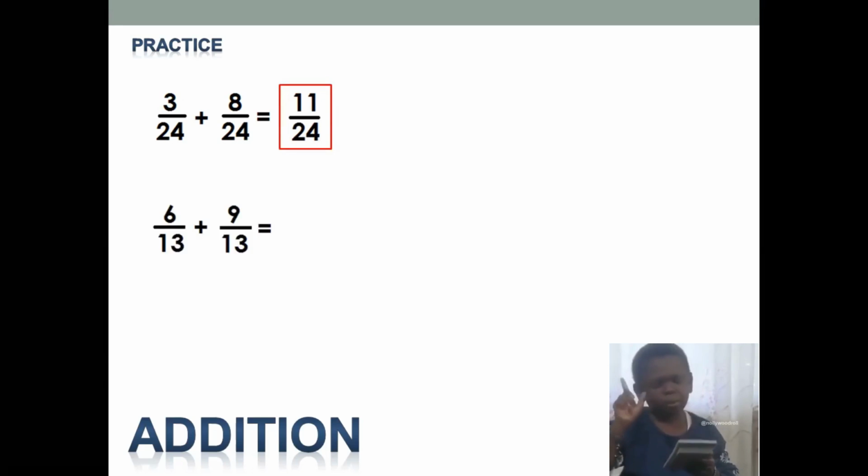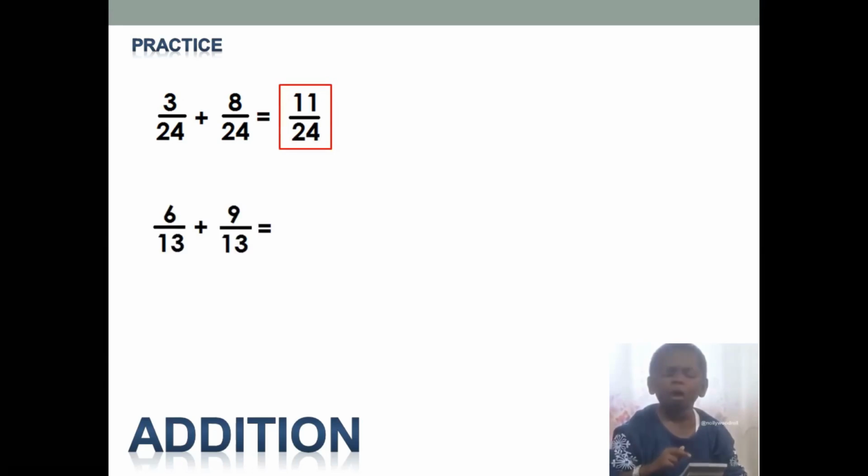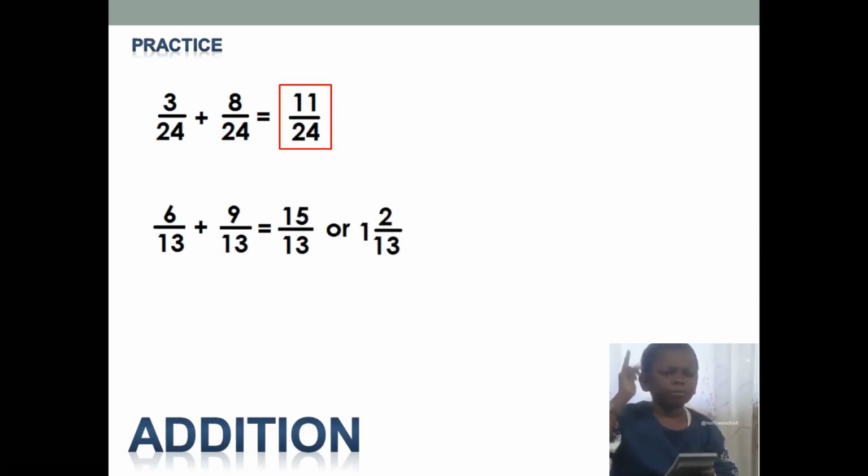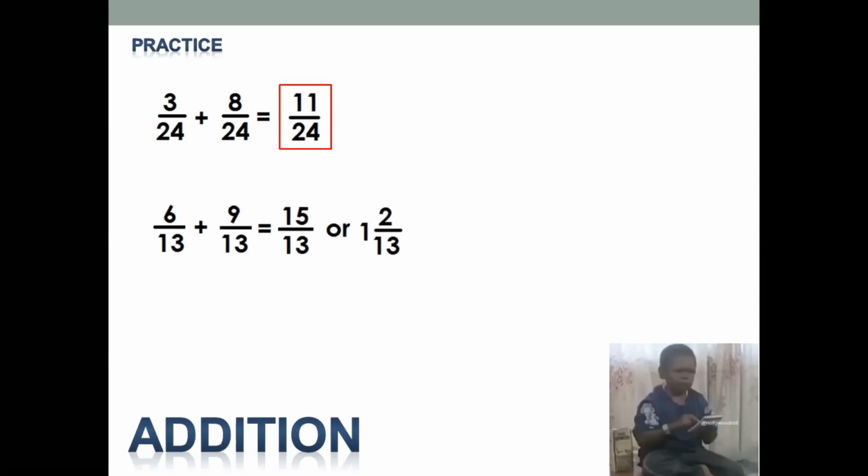Next, we have 13. So copy the 13, then add the numerator 6 and 9. We can get 15 over 13. Or convert into mixed, 1 and 2/13.